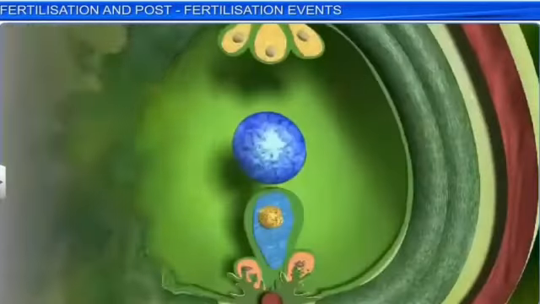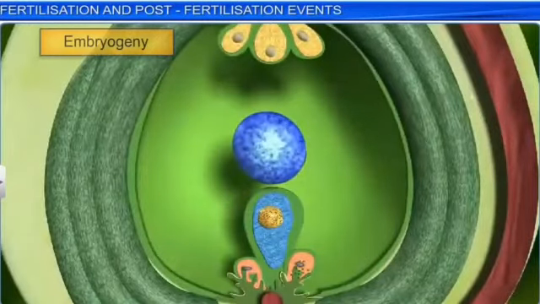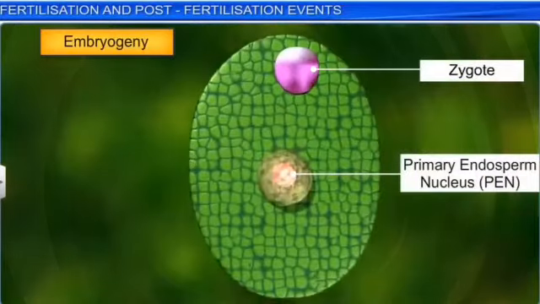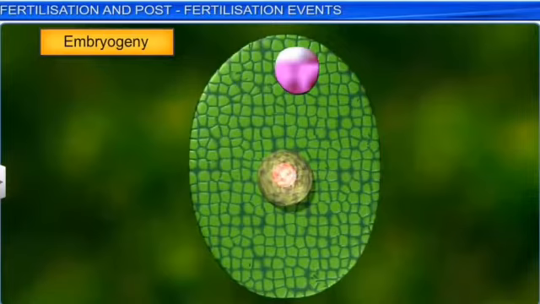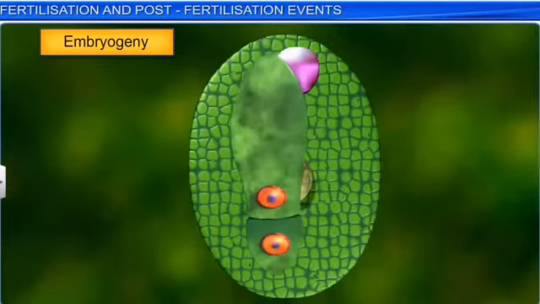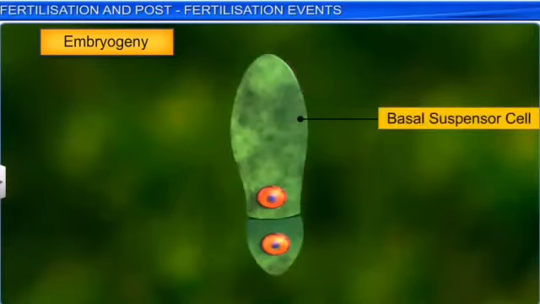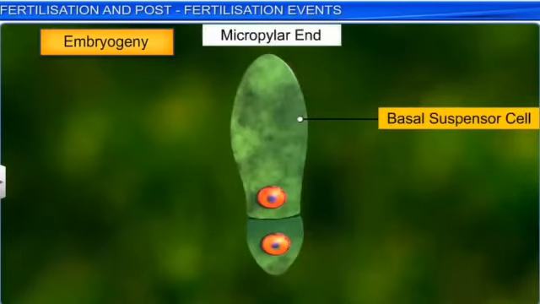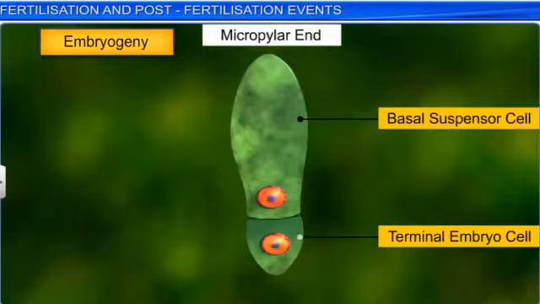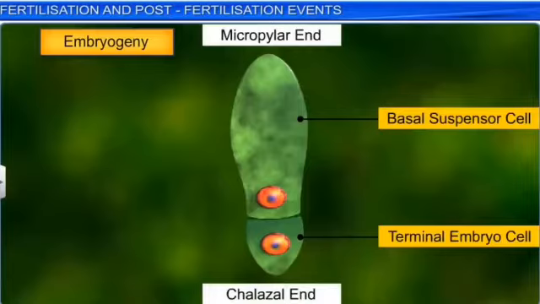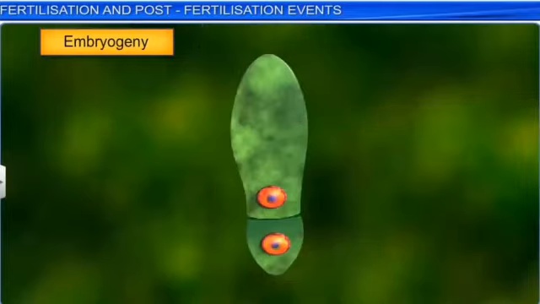Now focusing on the embryo. The embryo develops at the micropylar end of the embryo sac where the zygote is situated. Most zygotes divide only after a certain amount of endosperm is formed. This is an adaptation to provide assured nutrition to the developing embryo. Though seeds differ greatly, the early stages of embryo development, known as embryogeny, are similar in both monocots as well as dicots.